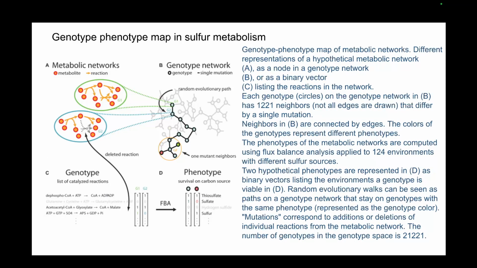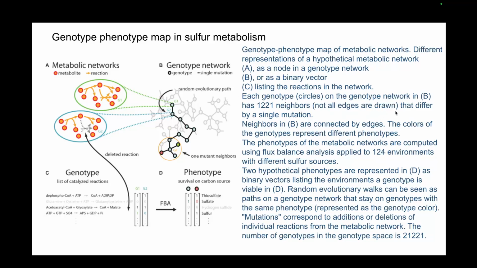So these are genotype phenotype maps, and this is an example of a genotype phenotype network in the case of sulfur metabolism. In this case the phenotype that they have considered is the flux balance analysis of a metabolic network. So it's the flux values basically. Your phenotypes are the flux values, your genotypes are your genotypes, and they are trying to map the particular genotypes to the particular fluxes.